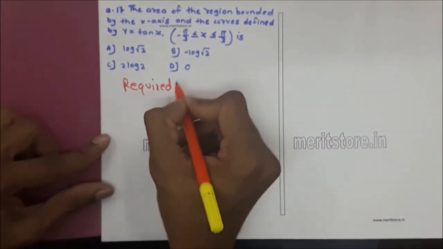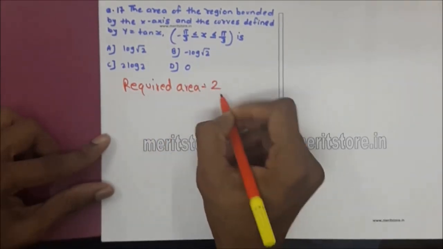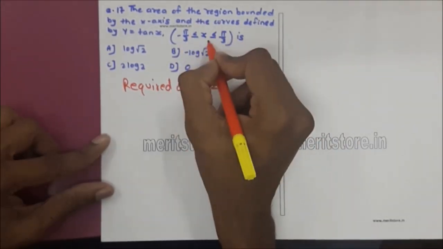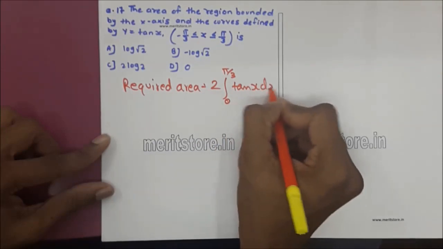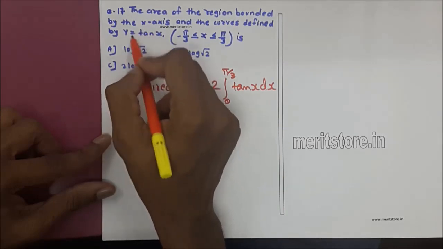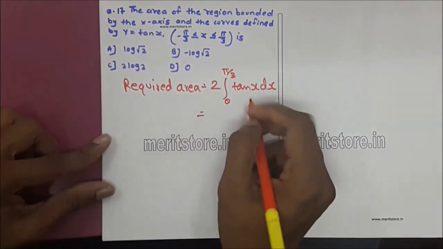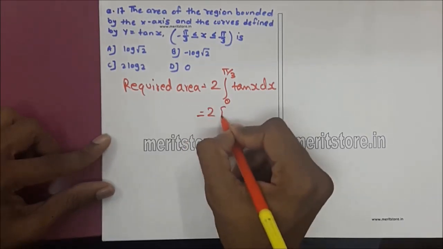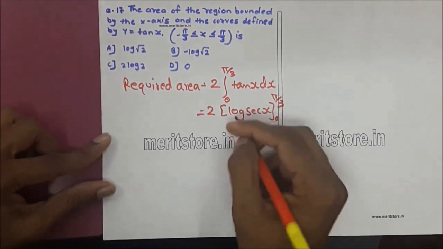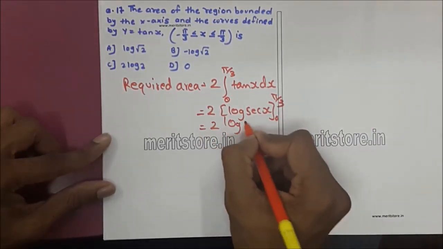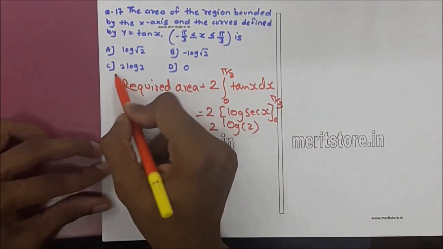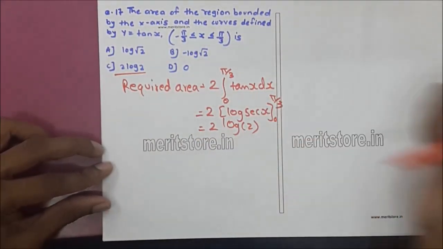Required area, which is 2 into integral of 0 to pi by 3, which we got limit from this point, tan x dx. Tan x, which is a region bounded, which is y is equal to tan x. We integrate tan x with respect to x, we get log sec x, 0 to pi by 3, which is 2 log 2. So option C is the correct answer, which is 2 log 2.